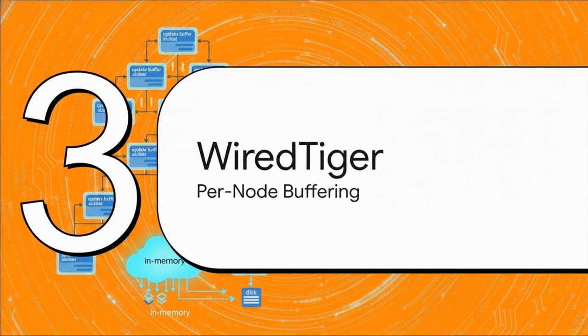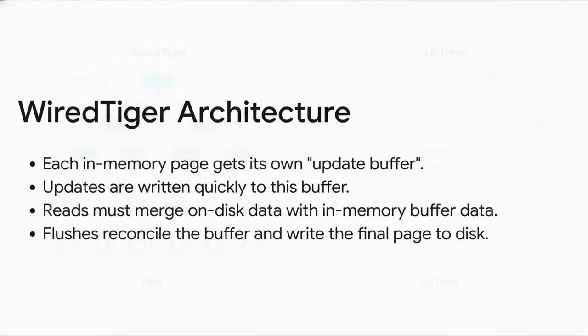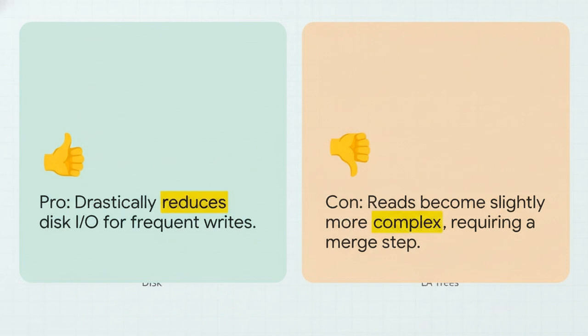Okay, so let's see how this brilliant idea actually works in the real world. We're going to take a look at the WiredTiger engine, which you might know from its use in MongoDB. Now, what's really cool about this architecture is how it's all put together. WiredTiger attaches a little separate update buffer to every single page that's loaded into memory. So updates hit this buffer almost instantly. But, and you can see it in that third point, this creates a new job for reads. Now, when you read data, you have to check both the main page and this little buffer and then merge the results together on the fly.